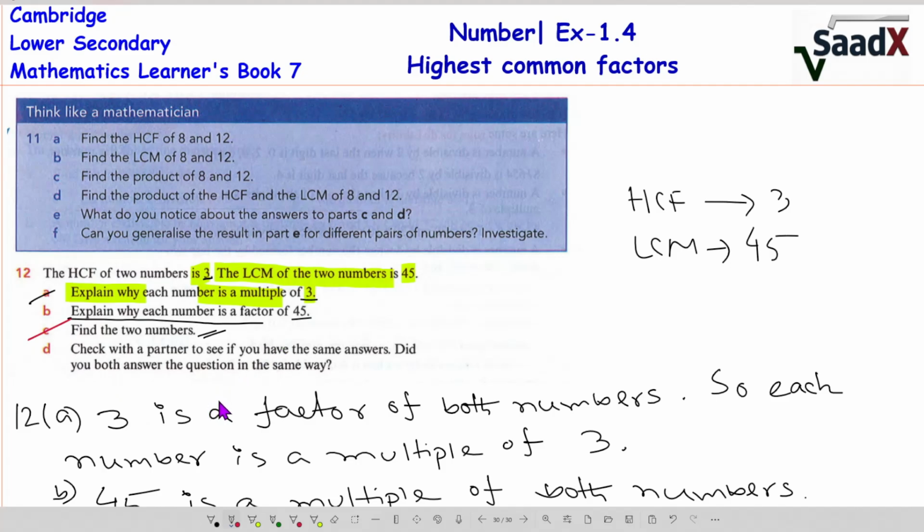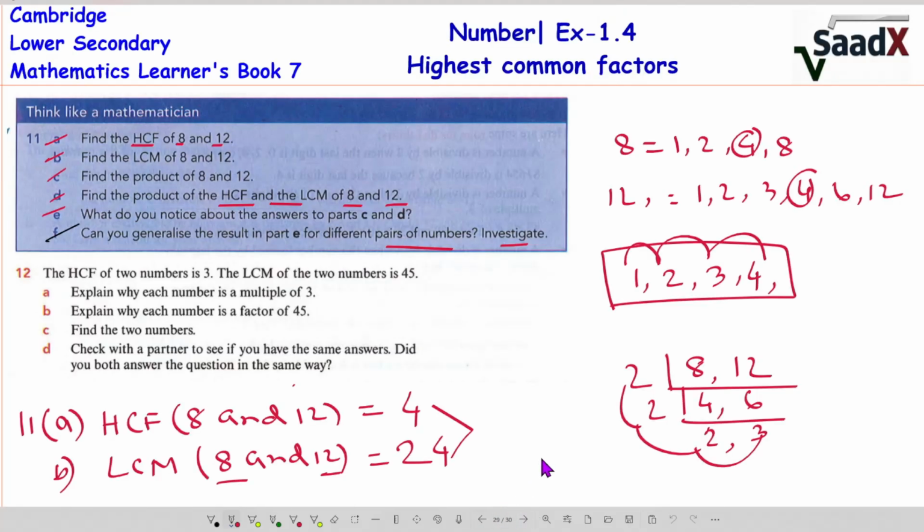Okay, so this is the last part of exercise 1.4, where we are trying to solve lots of HCF, LCM and product problems. This is very important for standard 7 and also other examinations from 6 to 9. So please keep concentration at home and try to do lots of practice.